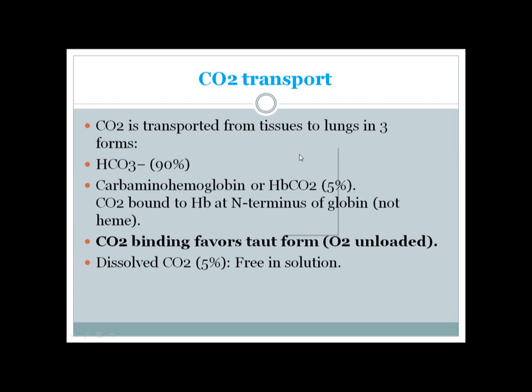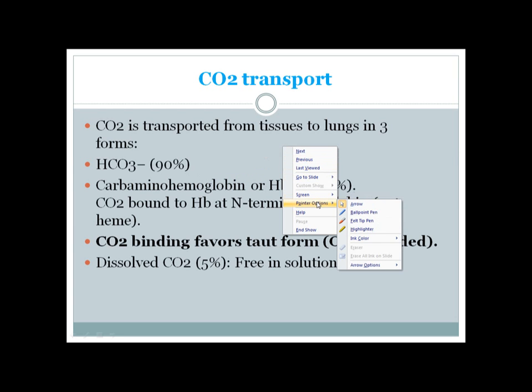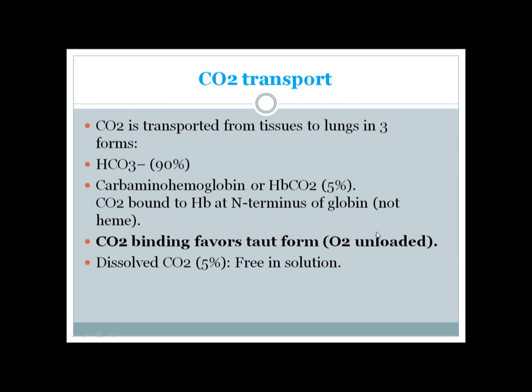So carbon dioxide is a product of metabolism which can be transported in three major forms. The most important form is bicarbonate, which is about 90% of the carbon dioxide in the blood. The next two important forms are carbon dioxide bound to hemoglobin, also known as carbaminohemoglobin, which is about 5%, and the dissolved carbon dioxide, which is also about 5%.